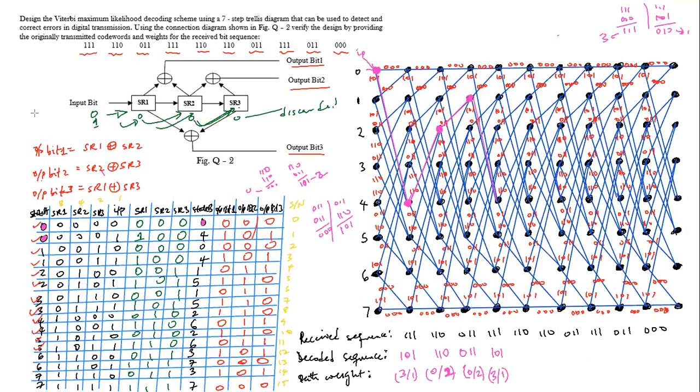Again. So the next is 1, 1, 0. So here we have 1, 1, 0. So that's 0 over 2. So that's 0 over 2 pathway. And so we have 1, 1, 0. So there's no error here. So it means we are going upward. Again.